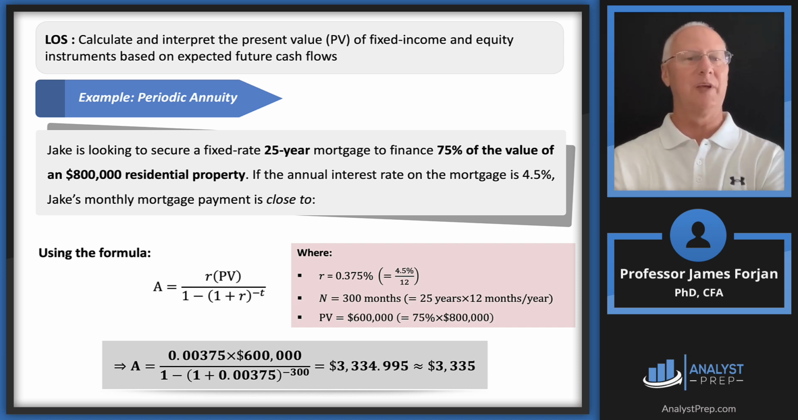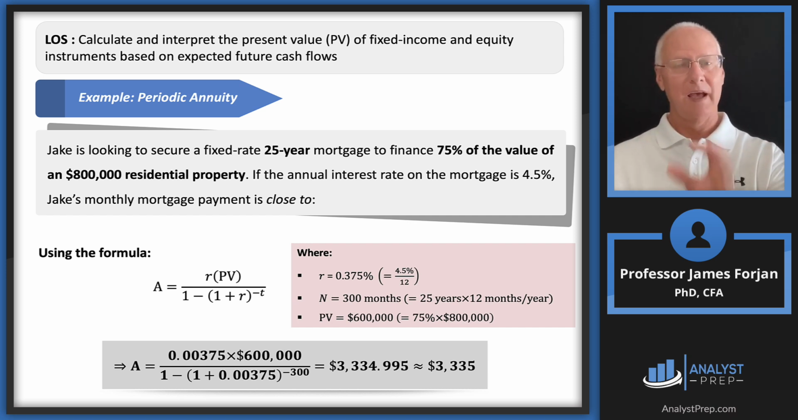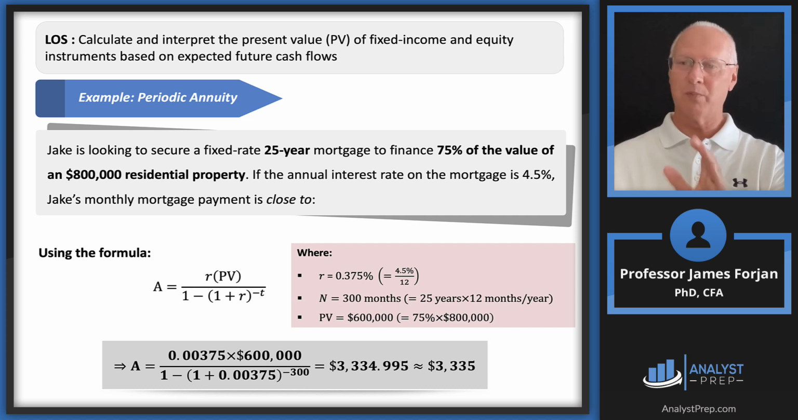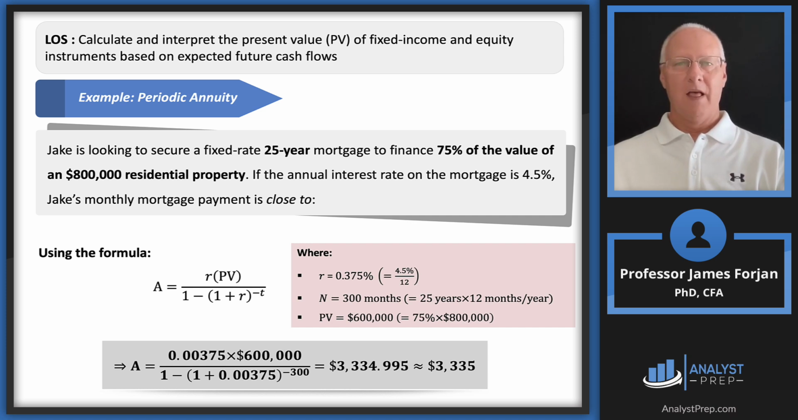So let's go ahead and do an example. By the way, there's an example just like this at the end of this learning module. That signals to me that if the Institute thought it was important enough to put it as an example at the end, it's probably important enough for you to know for the exam. All right, 25-year mortgage. The interest rate is 4.5%. Let's see, we borrowed 75% of that.